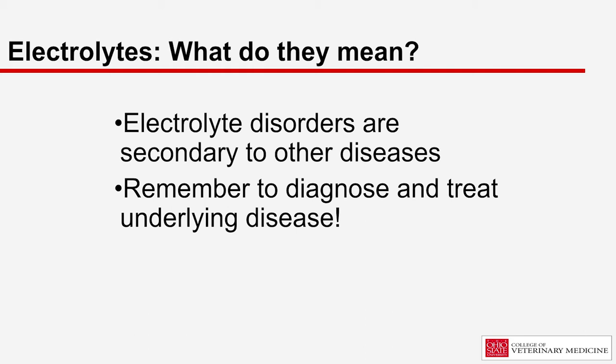There's about a half a dozen electrolytes that you see on your profile, and it's really important to understand that electrolyte disturbances are not diseases in and of themselves, right? They're really just manifestations of some other underlying disease that's causing the electrolytes to be abnormal. So you should always keep that in the back of your mind. Sometimes we get really focused on trying to manage the electrolyte disturbances, but we can't lose sight of the fact that we have to work on diagnosing the underlying disease that's causing them.